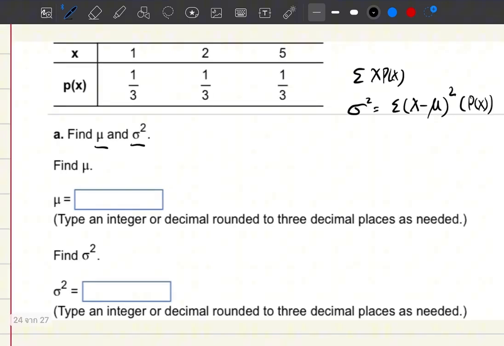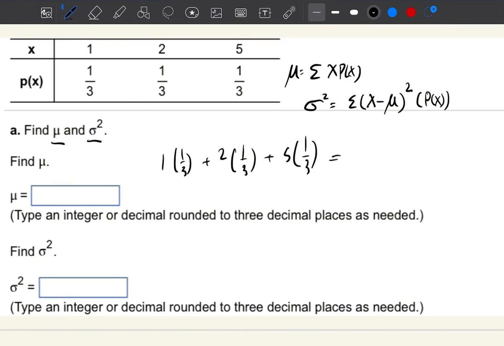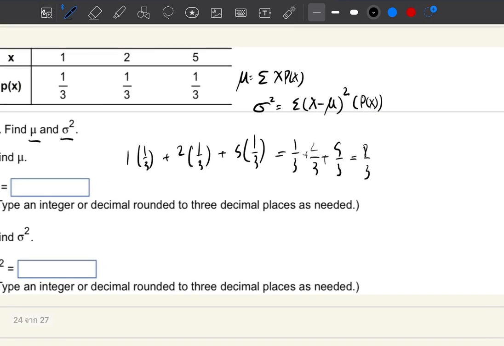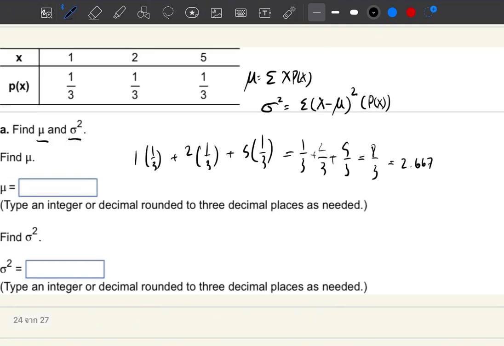So let's start with the first one, which is mean. So mean is equal to 1 times 1 over 3 plus 2 times 1 over 3 plus 5 times 1 over 3, which is equal to 1 over 3 plus 2 over 3 plus 5 over 3, which is equal to 8 over 3. So 8 divided by 3 is equal to 2.667.